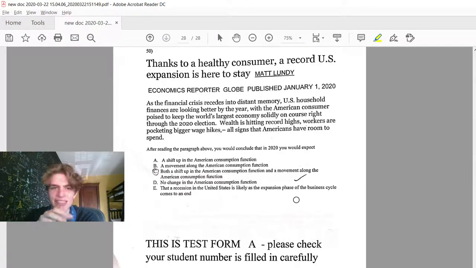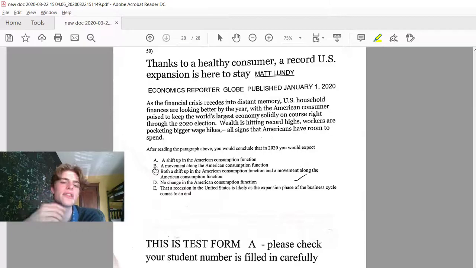Total guess. Thanks to a healthy consumer. Okay. As the financial crisis proceeds into distant memory, U.S. householder finances are looking better by the year, with the American consumer poised to keep the world's largest economy solidly on the right course through the 2020 election. Wealth is hitting record highs. Workers are pocketing bigger wage hikes, all signs that Americans have room to spend. So, there is obviously an increase in autonomous consumption because our wealth has gone up. Right?